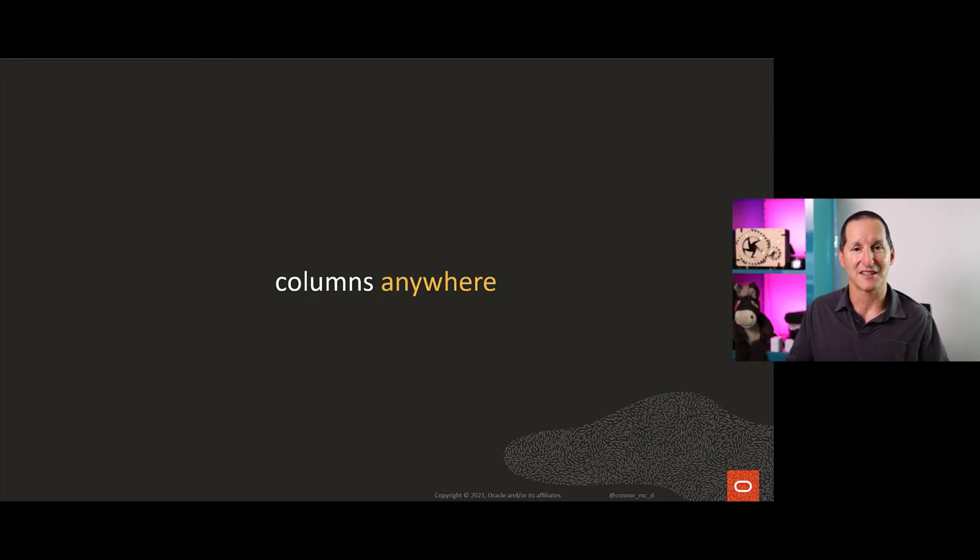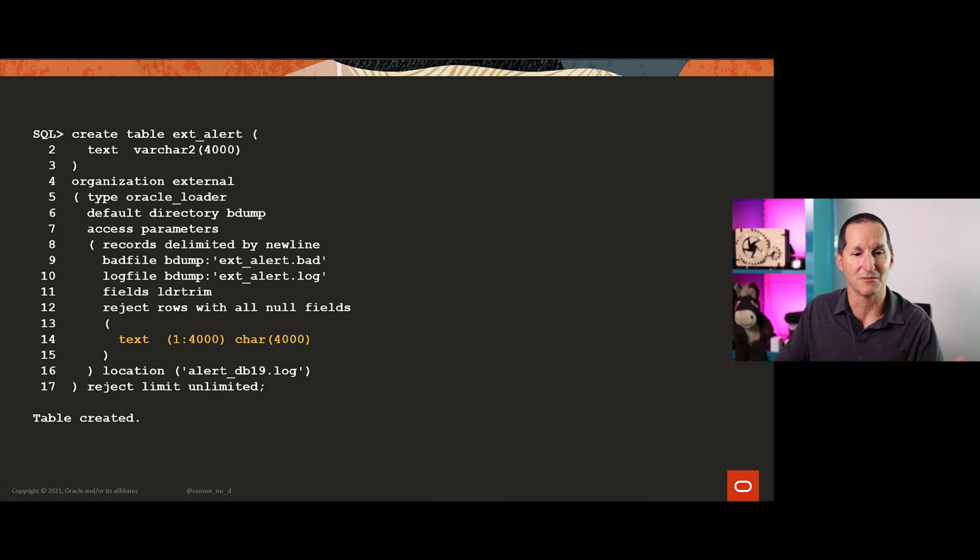A normal table has columns and you simply nominate where the data will sit in those columns. In an external table, those columns can be anywhere, they can even overlap. So I start with my text column of just 4,000 characters and I'll keep that such that I can get the whole row should I want it.